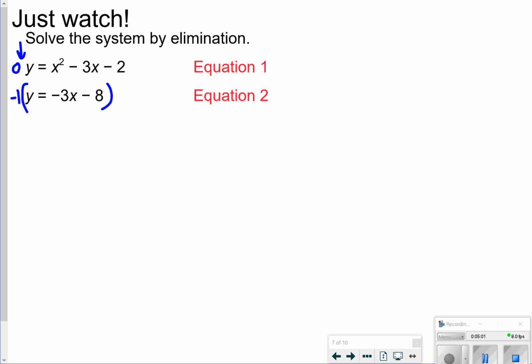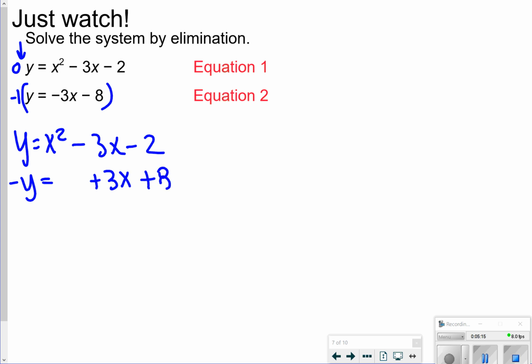That means equation 1 would stay the same: y is equal to x squared minus 3x minus 2. But my second equation would be -y is equal to positive 3x plus 8. Okay, that's going to give me 0 equals x squared. These 3x's cancel out, and then plus 6.